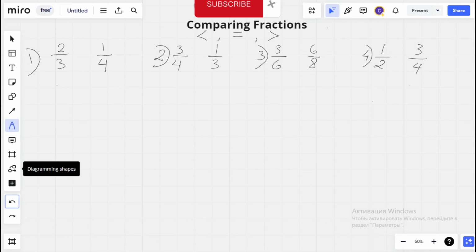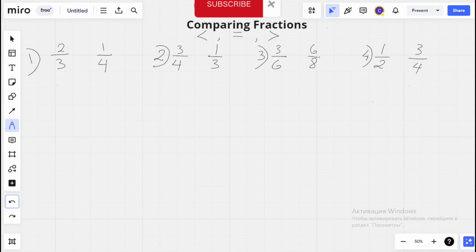Okay, welcome to today's topic. It's going to be about comparing fractions. That means which fraction is bigger, which fraction is smaller, and if there are fractions which are equal.